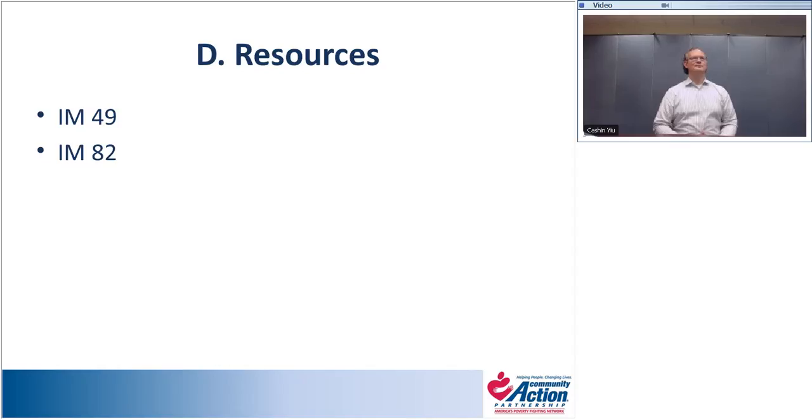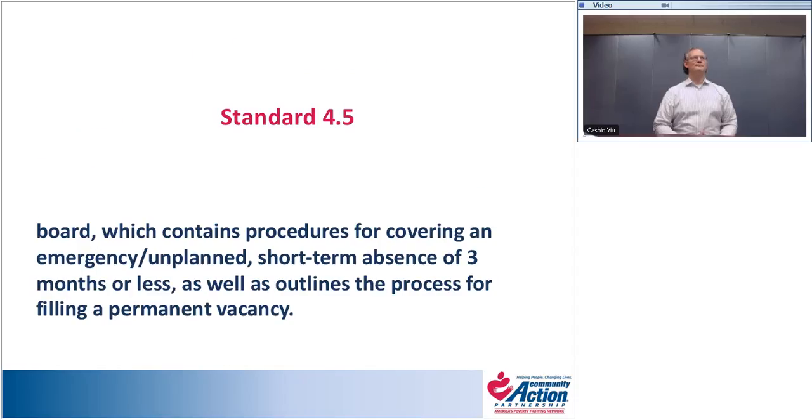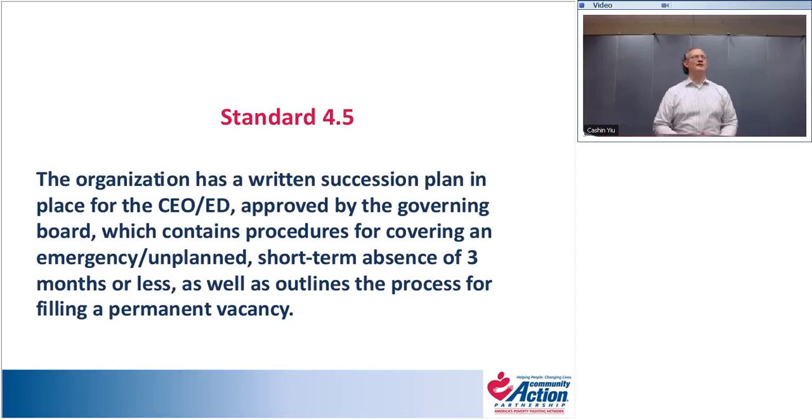So with that, I did not see any questions come in during my little ramblings there, so we'll go ahead to 4.5. Great. So for standard 4.5, the organization has a written succession plan in place for the CEO or ED approved by the governing board, which contains procedures for covering an emergency/unplanned short-term absence of 3 months or less, as well as outlines the process for filling a permanent vacancy.